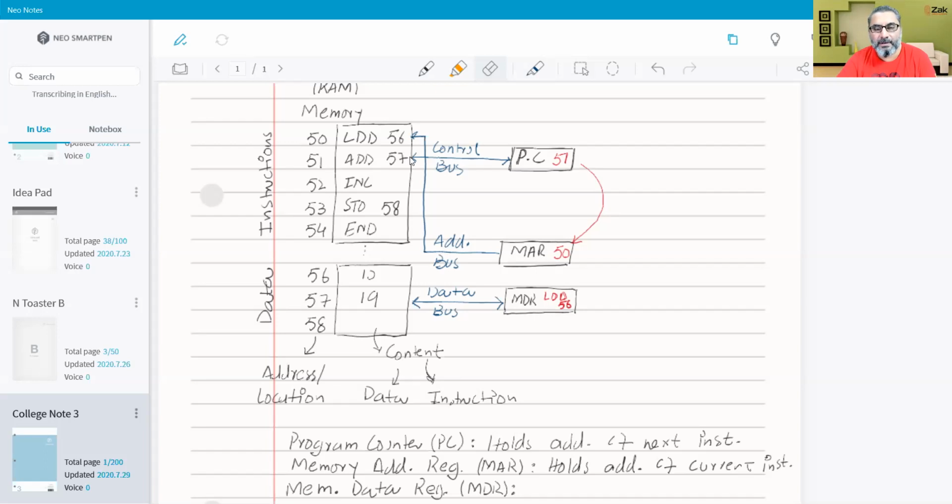Whatever the address that you put on that bus, the data will arrive in MDR using the data bus from that particular location. This is just for your understanding that it is pointing to it and bringing it back, but do not think that it is physically going to that particular location. So get the idea? MAR holds address 50, that address 50 holds LDD 56, and that has arrived in MDR. Do not think that these are two parts. This is the whole memory. I just made these two parts distinct to make you feel that this is instruction and this is data, but we know that in memory anything can be at any location.